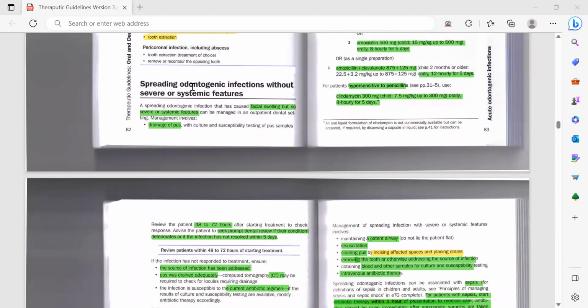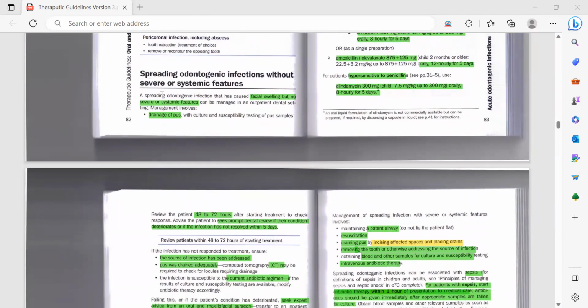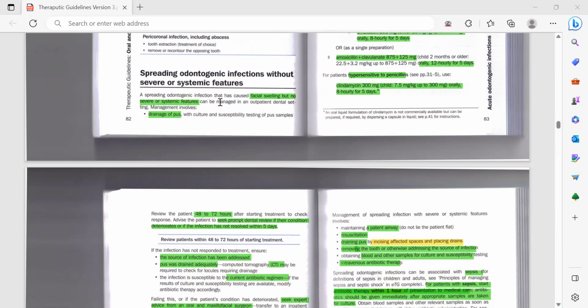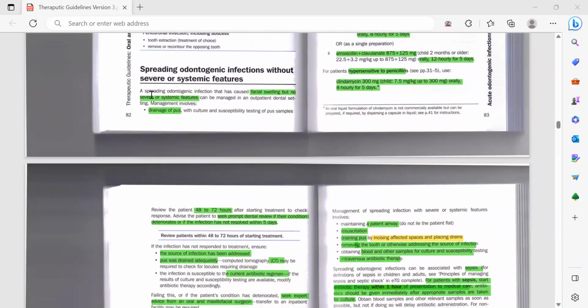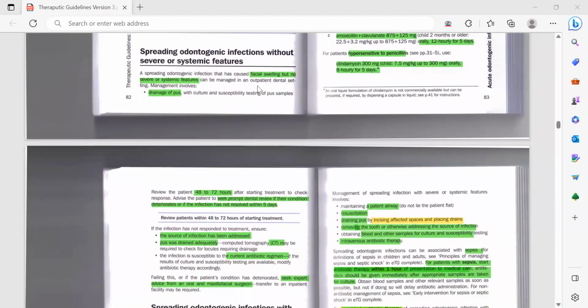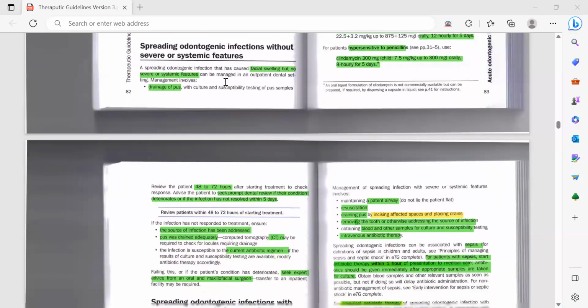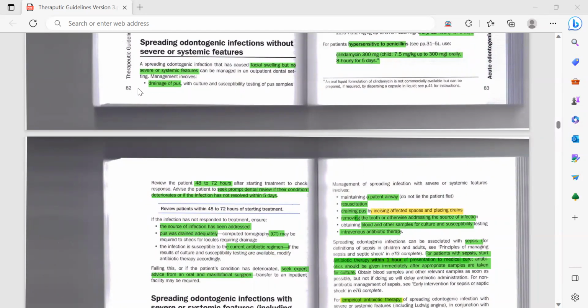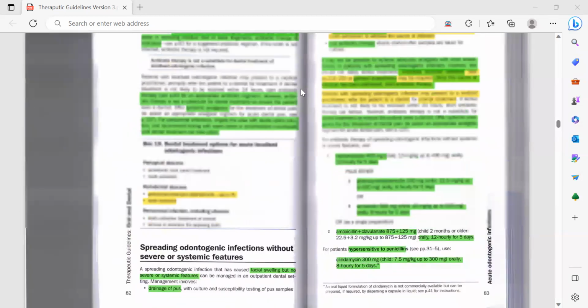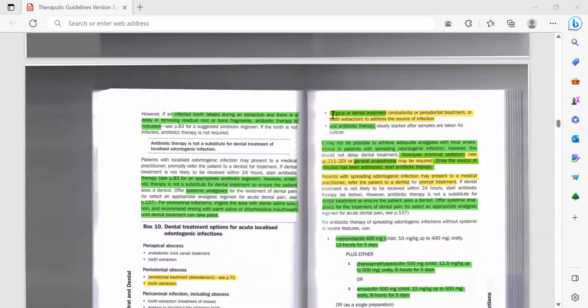Then the next topic is spreading odontogenic infections without severe or systemic features. So, a spreading odontogenic infection that has caused facial swelling but no severe or systemic feature. It can be managed as an outpatient; as a general dentist, you can manage these patients. What would be your management? You need to drain the pus and send it for culture and susceptibility testing. Then the next step would be the surgical or dental treatment.